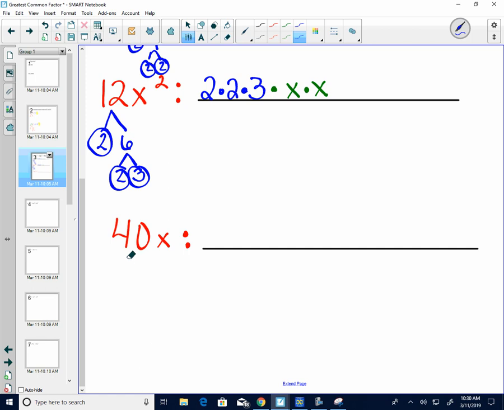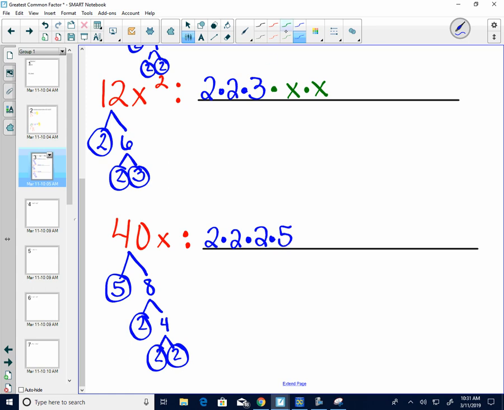So then let's look at 40. It's even, so I can jump straight to dividing by 2's, but I could also know that if I do 5 times 8, that's 40. I can start there. So then 2 times 4 is 8, and then 2 times 2 is 4. So these are my prime factors. So I have 2 times 2 times 2 times 5, and in this case I only had one x.